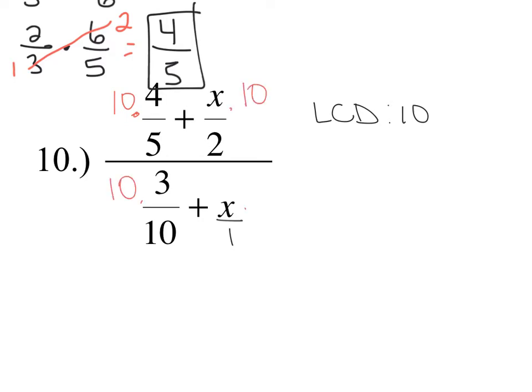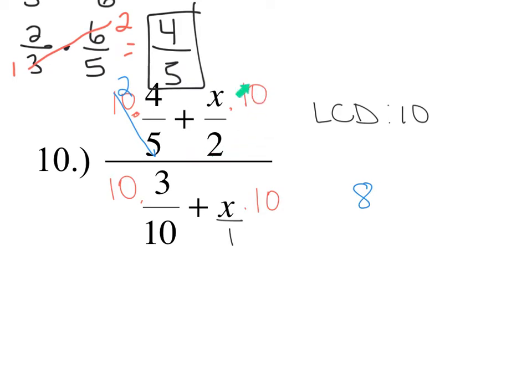Don't forget to multiply the x by 10. And I'm going to essentially just simplify each of these fractions. So again, just keep in mind that I'm going to divide my 10 by 5 first. So 10 divided by 5 will give me 2. And then I have 2 times 4. 2 times 4 is 8. So I just wrote that down off to the side.